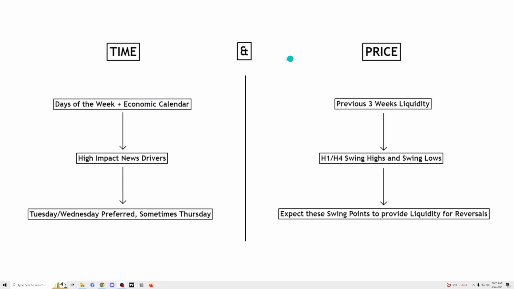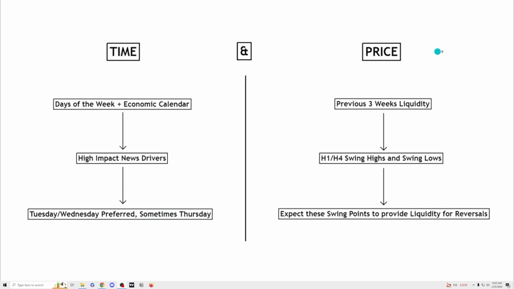So how we're going to do this is using time and price. So time aspects of this model will be days of the week and the economic calendar as our roadmap, specifically high impact news drivers. What days of the week has high impact news? These are high probability days to create the high or low of the week, depending on which we're looking for. And Tuesday and Wednesday are preferred, sometimes Thursday. And again, the economic calendar will help you determine the highest probability days that you're going to see the high or low of the week form.